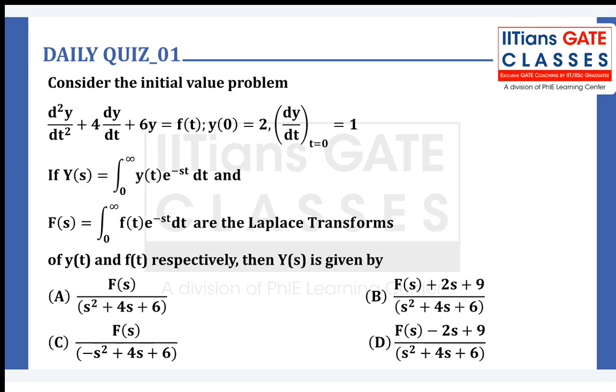So what they have given you is a second order linear ODE. It's a non-homogeneous ODE because the RHS is f of t, and some conditions are also given. Initial conditions: y is 2 at t equal to 0, and dy by dt is 1 at t equal to 0. And they have given that for small y of t, the Laplace transform is capital Y of s, and similarly for small f of t, it is capital F of s.